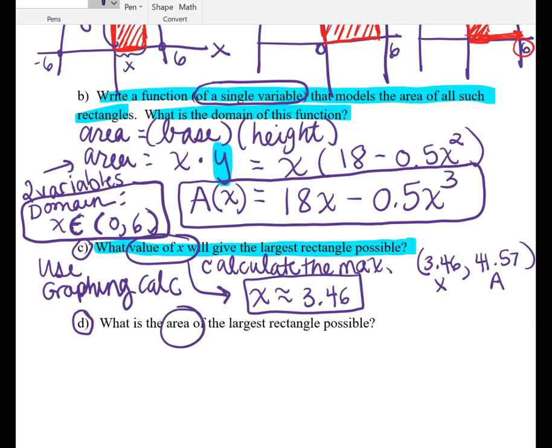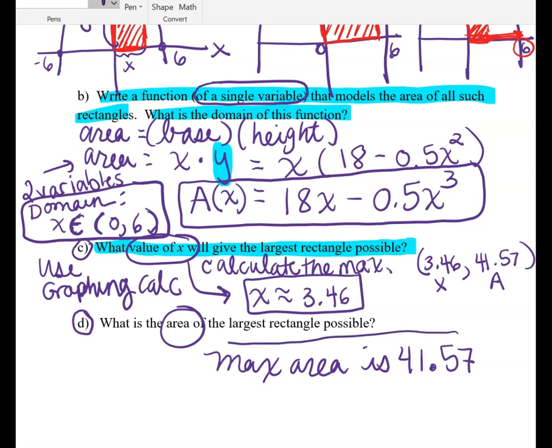And then in letter D, we are looking for the area. The maximum area is 41.57. Now typically there could be units here where area is square units, and the length of the base would be linear units. In this case we don't have any units, so just giving the value itself is sufficient.